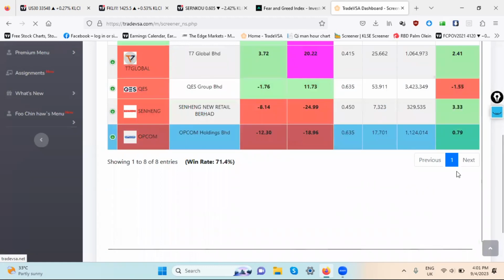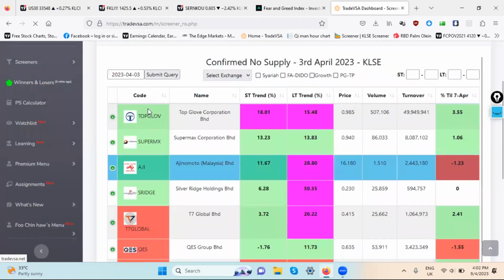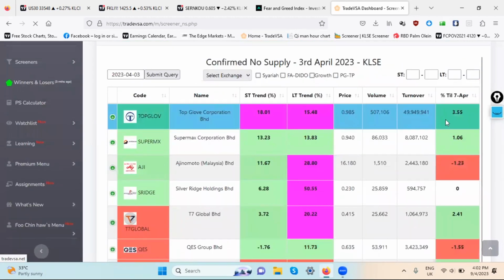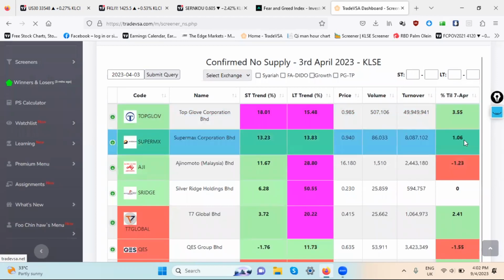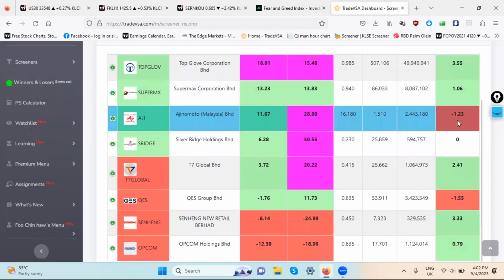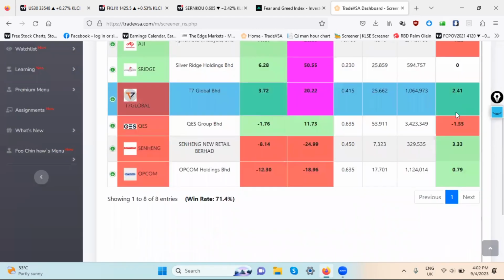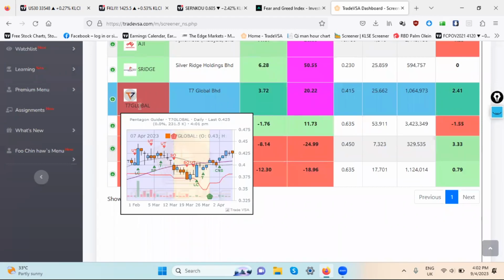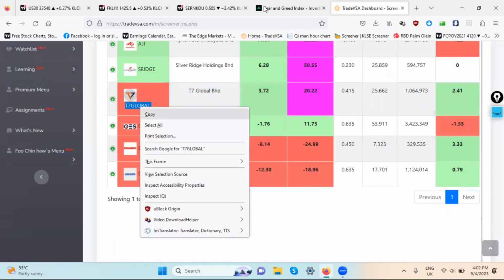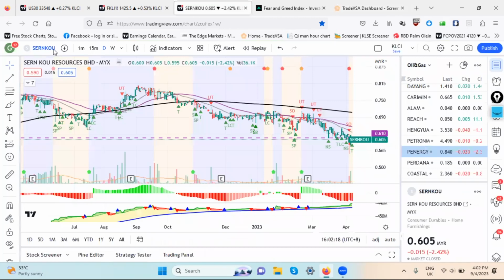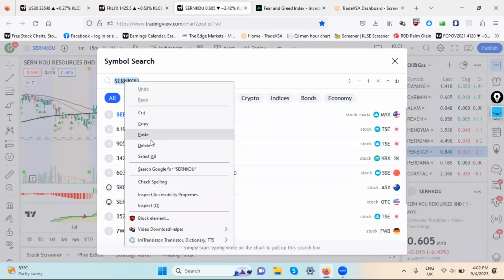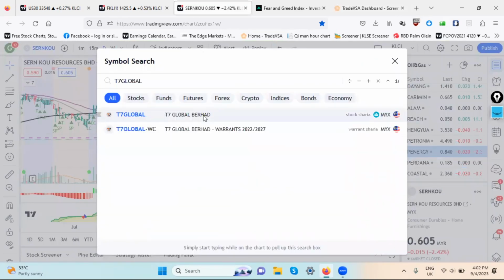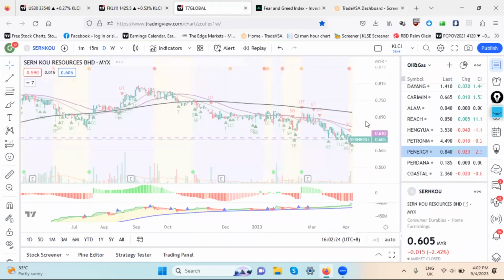Okay, so here you can see in January, in Monday until 1 week, Top Glove can still improve 3%, Supermac 1%, RG this one is drop. T7 Global actually is an oil and gas company. Okay, we have a look at this one. Okay, we go to paste it here. T7 Global.